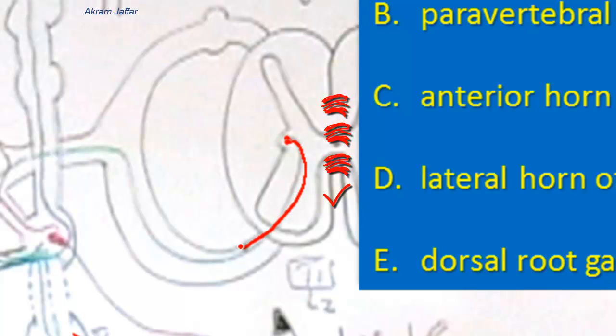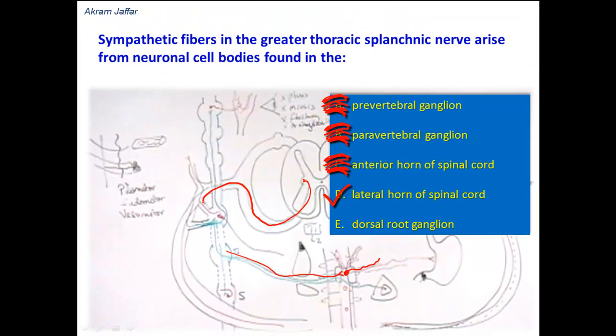preganglionic sympathetic fibers. These preganglionic sympathetic fibers are either going to relay in the sympathetic ganglia, or they are going to leave the sympathetic trunk without relay, as in the case of the splanchnic nerve. So the preganglionic fibers located in the splanchnic nerves have their cell bodies in the lateral horn of the spinal cord. Let's look at the last option, E.